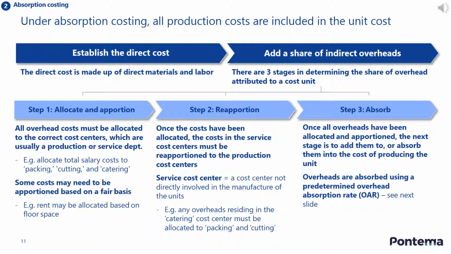Secondly, ensure that the costs in the service cost centres are reapportioned to the production cost centres. Service cost centres are not directly involved in the manufacture of the units, for example, the staff catering department in a factory. And finally, once all overheads have been allocated and apportioned, they need to be absorbed into the cost of producing the unit. This is done using an overhead absorption rate, which you will cover on the next slide.